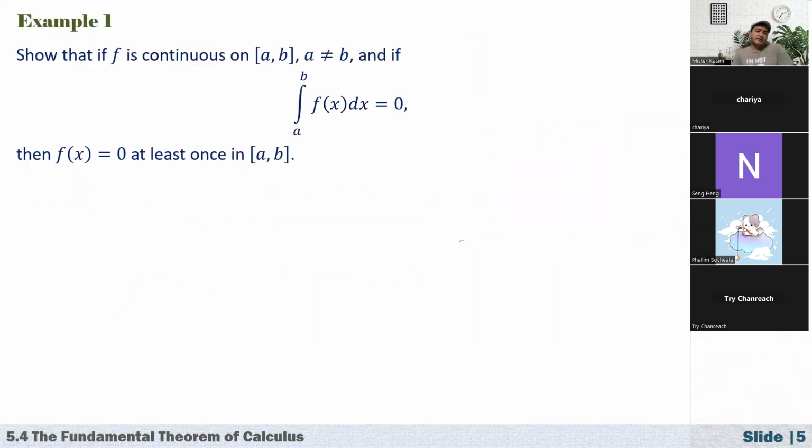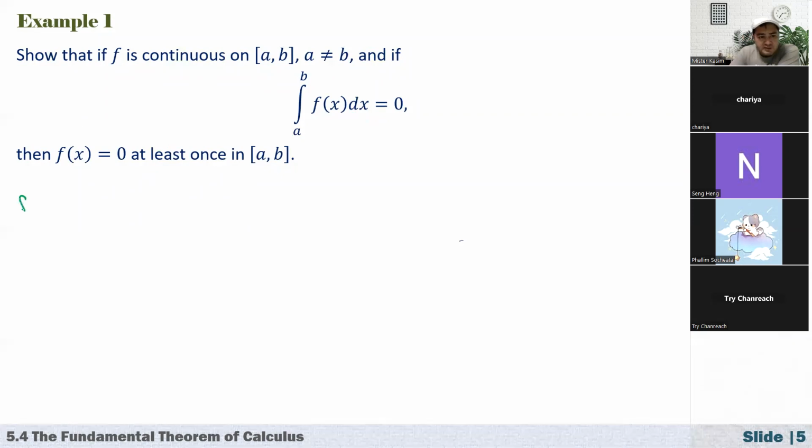Example: show that if f is continuous on the closed interval ab and a is not equal to b, and if this definite integral from a to b of f of x dx is equal to 0, then f of x equals 0 at least once in ab.